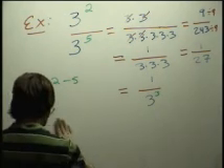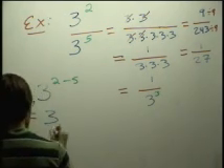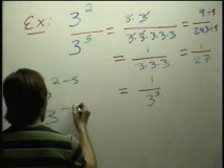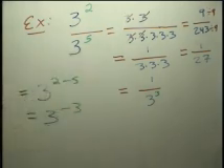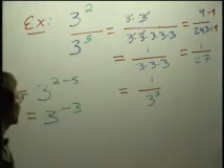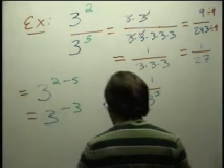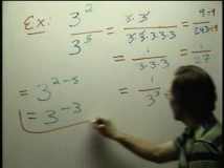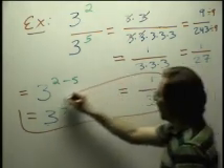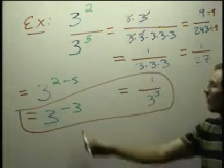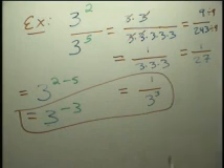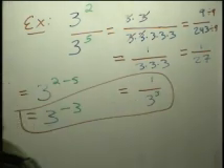Whoops. So everything that I've written on here is equal. All of these are different ways of writing the same thing. In particular, what I want to focus on is this. 3 to the negative 3 power is the same as 1 over 3 to the third power. This gives us a clue about how to deal with negative exponents.